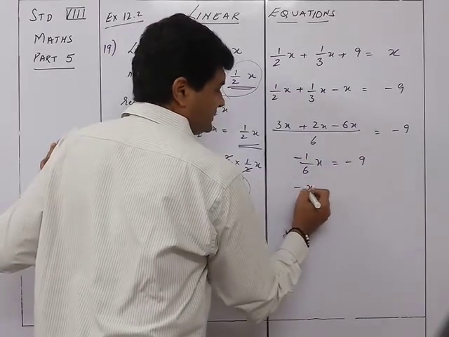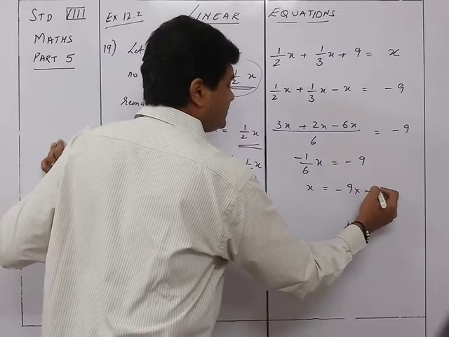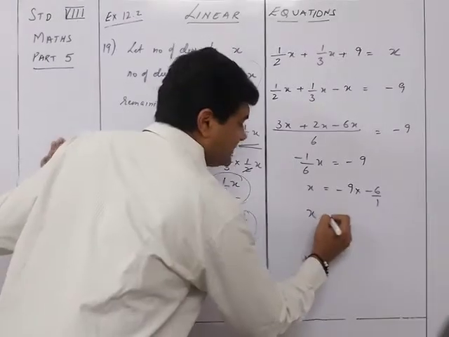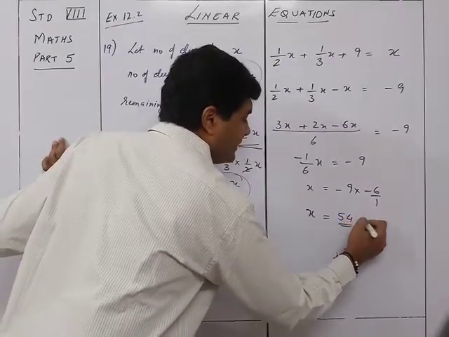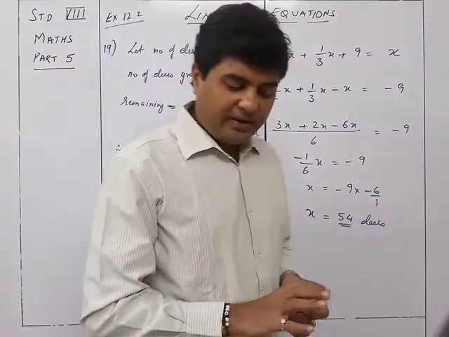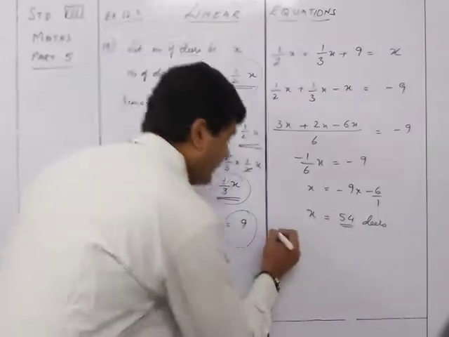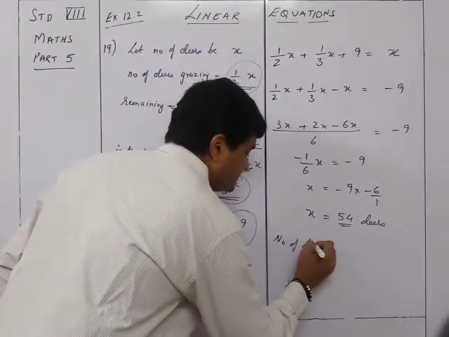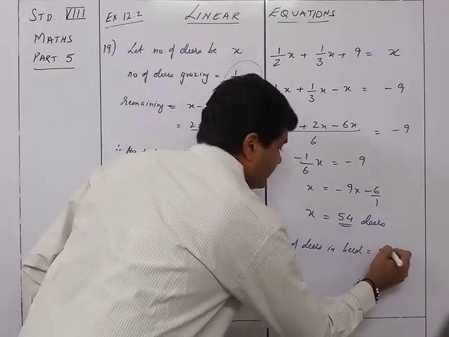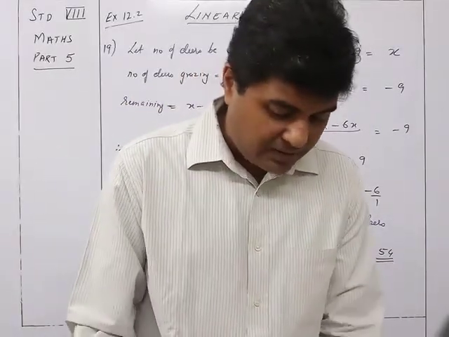So minus x, sorry, we will take it this way. X is equals to minus 9 into minus 6 upon 1, because 1 goes here. So that is nothing but x is equals to 54 deers. So the number of deers present in the herd were 54. Clear? So number of deers in herd is equals to 54. So that's the answer for sum number 19.